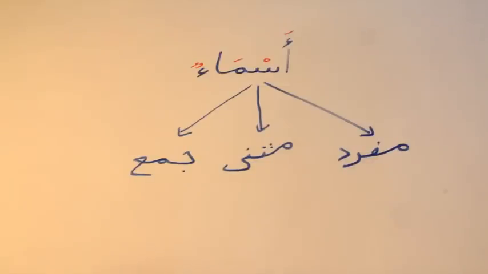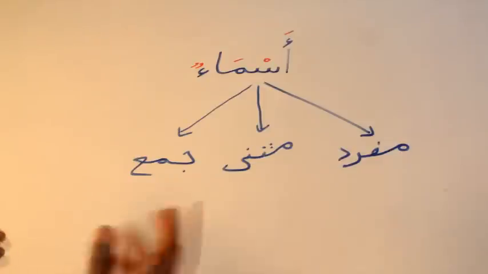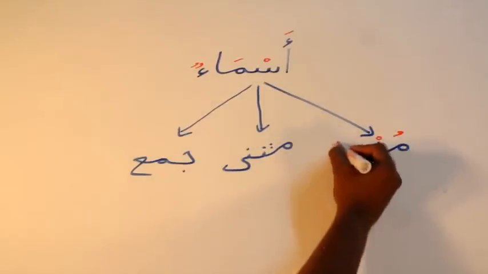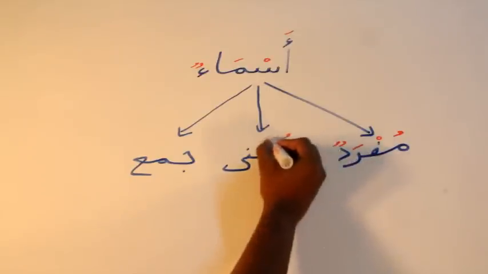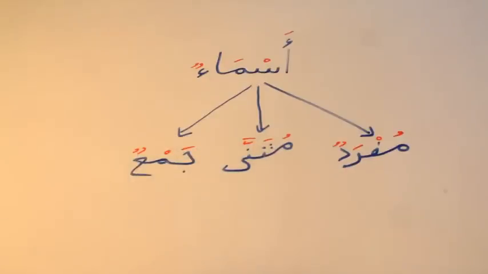So these are all Arabic words, all Arabic nouns I should say, are one of these three. They're either singular, dual, or plural. So let's give an example for each one.